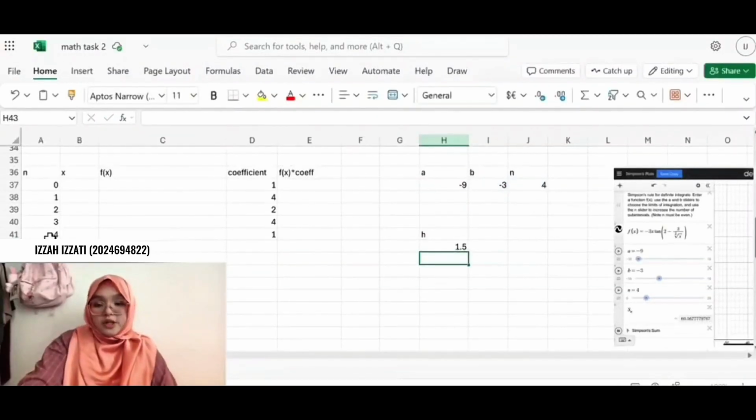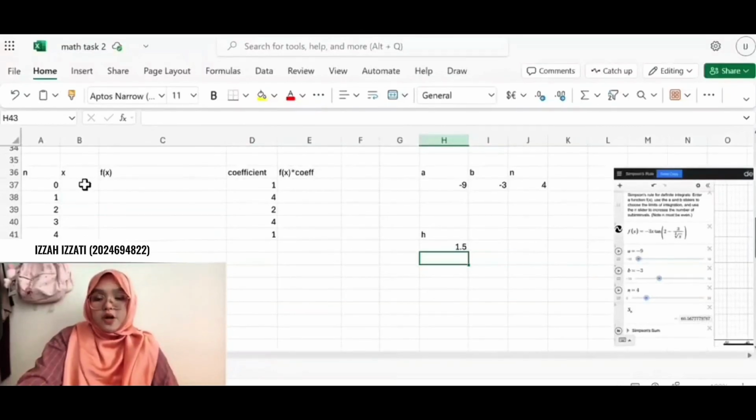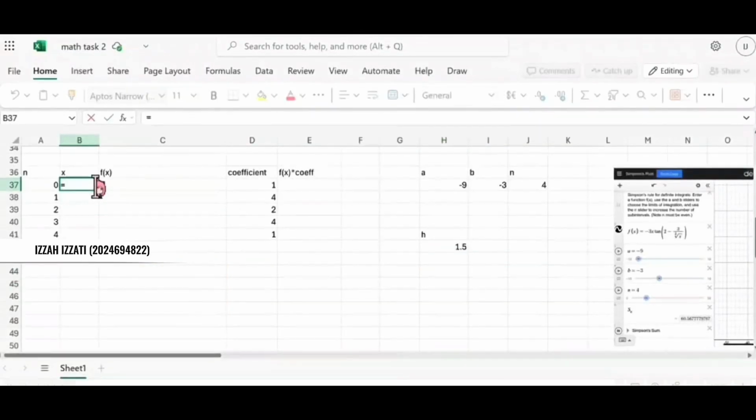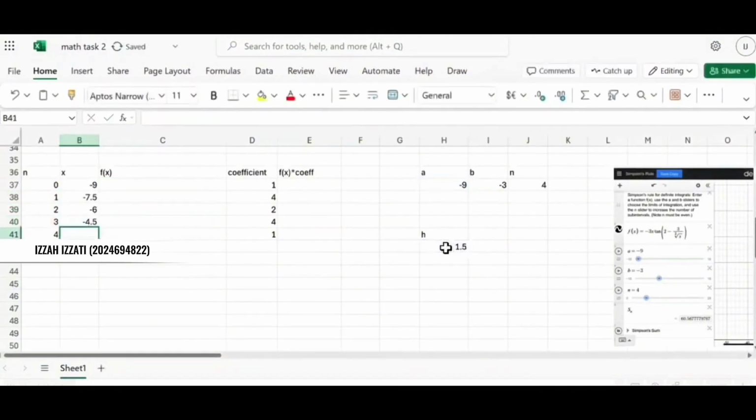First of all, we have to fill this column of n from 0 up until 4, because we have 4 subintervals. Now, to find x, we will use a special formula, which is a plus, in the bracket, n multiplied by h. We will get negative 9. To get the rest of x, just repeat the same step until we get negative 3.